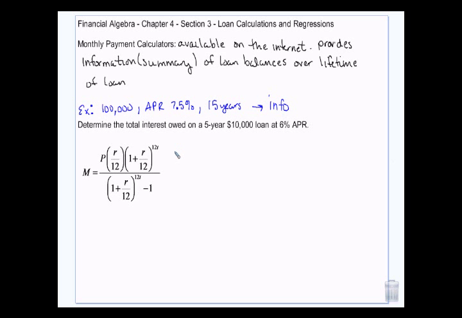All right, so let's figure out this problem. We're going to determine the total interest owed on a 5-year $10,000 loan at 6% interest. So R, T, P. Yes, you could do this one with the table, but I'm going to do it with the formula just to give you guys more practice.